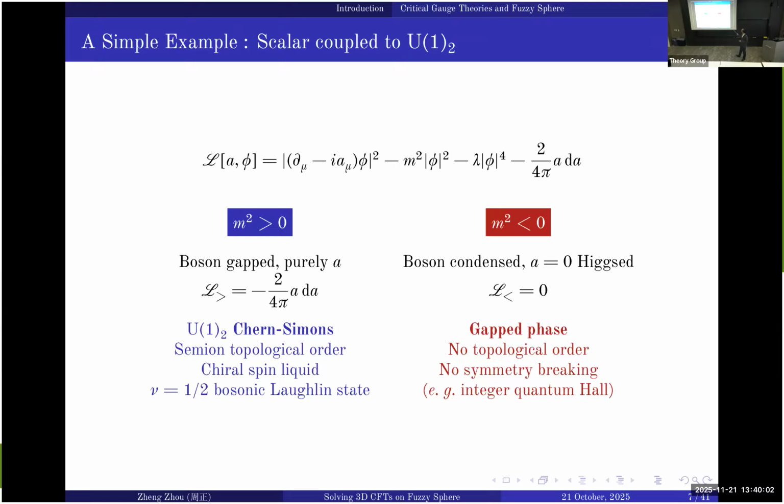On the other hand, if m squared is negative, the bosons are condensed, which also Higgses the dynamical gauge field, which leaves us with practically nothing. This is a trivial phase with no interesting feature. There's no topological order and no symmetry breaking. For example, it can describe an integer quantum Hall state.